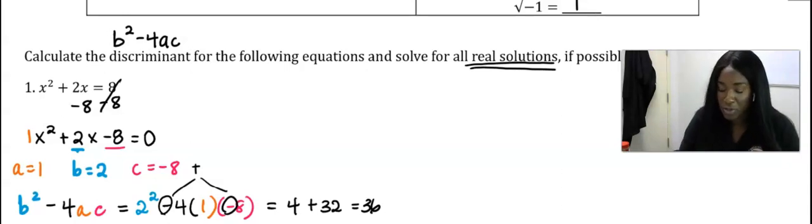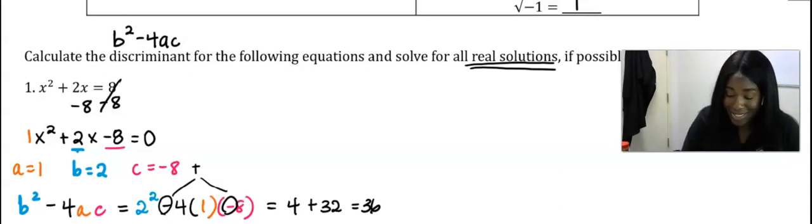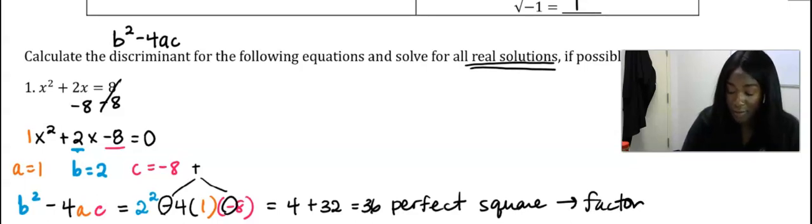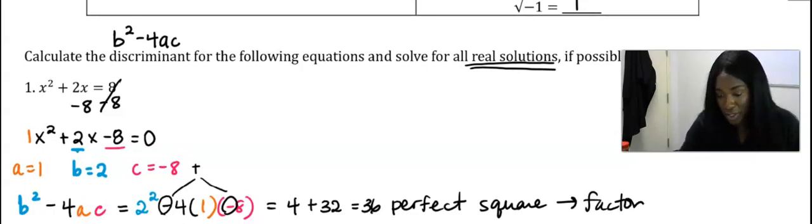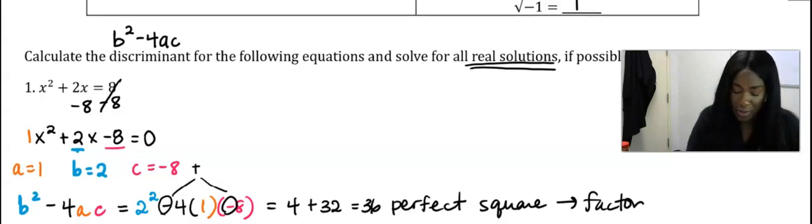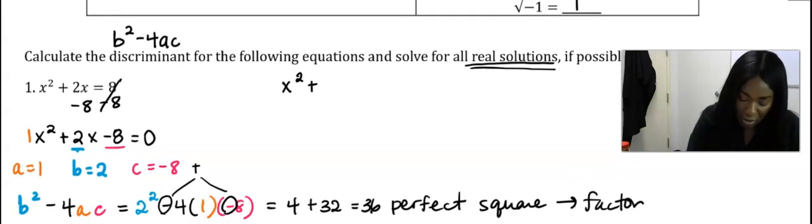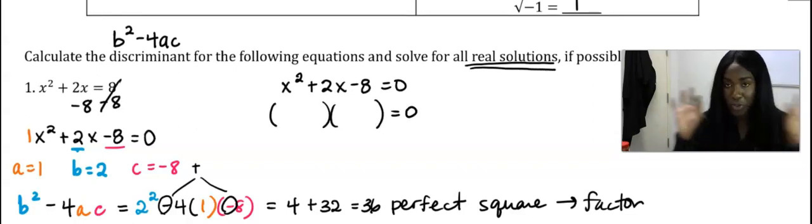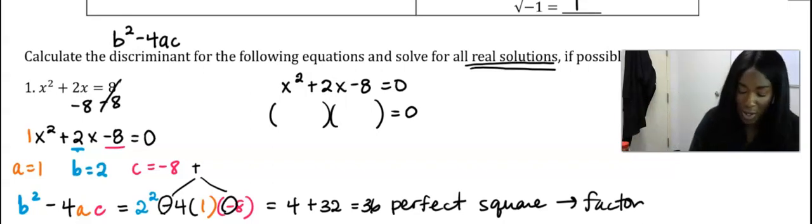Because 4 plus 32 is 36, and 36 is a perfect square, that tells us that we can and we should solve this equation by factoring. So to factor this equation, I'm going to just rewrite it right here. x squared plus 2x minus 8 equal to 0. I want to break this equation up into two linear factors.